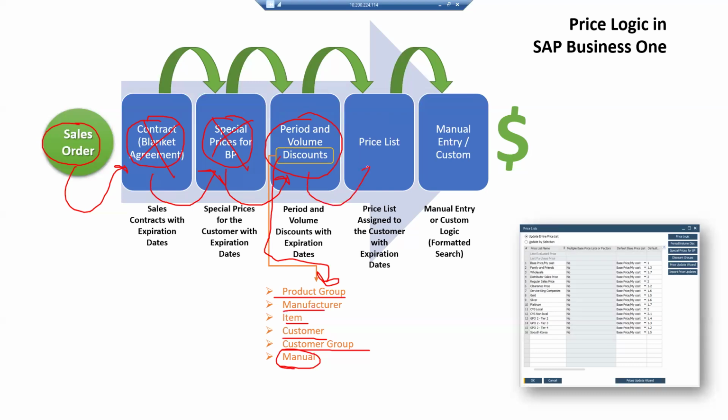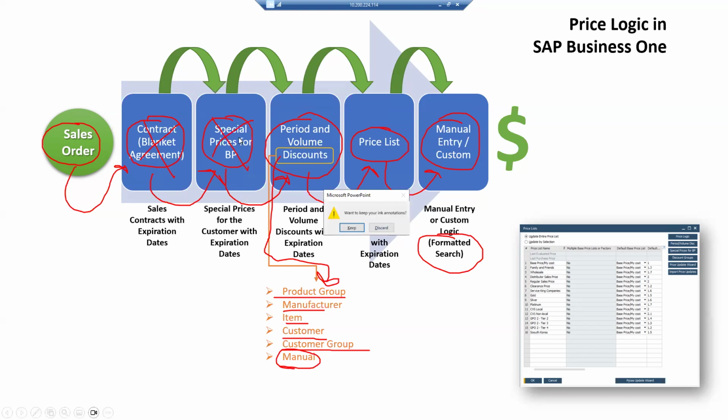Then finally, if SAP can't find any of these things for that item and that customer and that price, then it will simply go to the price list. And that's what I'm going to show you next. And if none of this works for you, you have the ability to manually create your own pricing logic and execute that through what we call a formatted search. And again, that's a topic for another discussion, but the formatted searches are a real powerful tool you get out of the box that'll auto-populate fields based on your own user-defined logic.